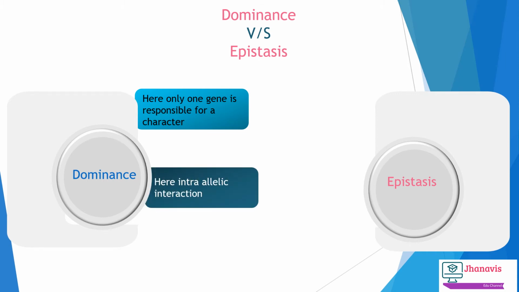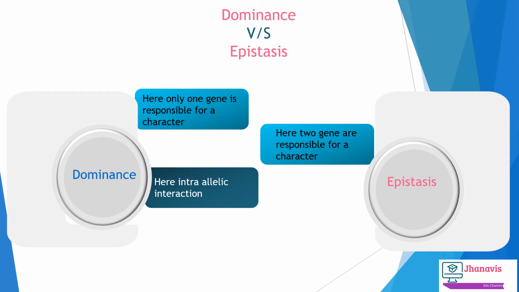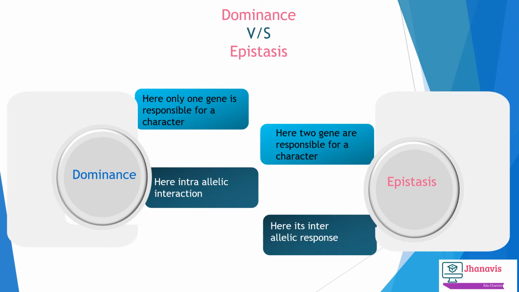When we talk about the epistasis, here the two genes are responsible for a character. That means two alleles are responsible for a character, gene 1 and gene 2. And it is inter-allelic interaction.